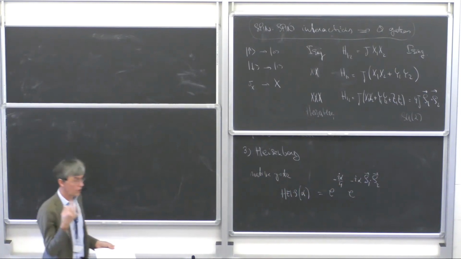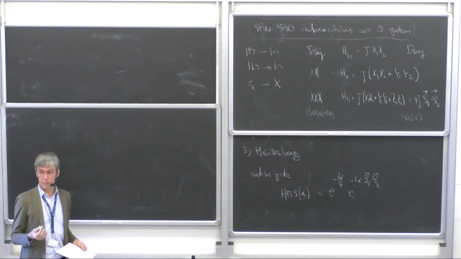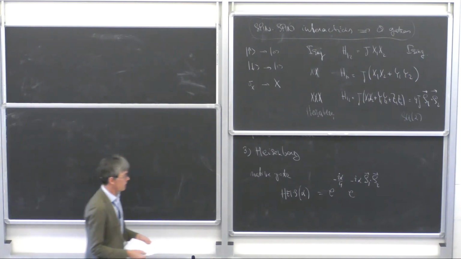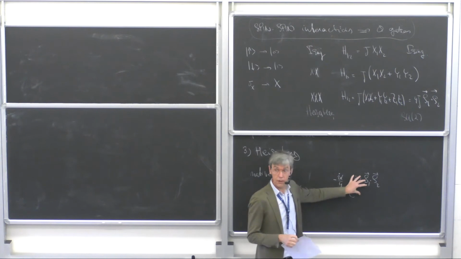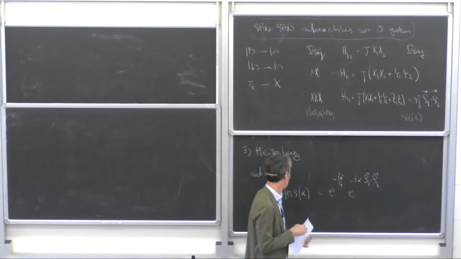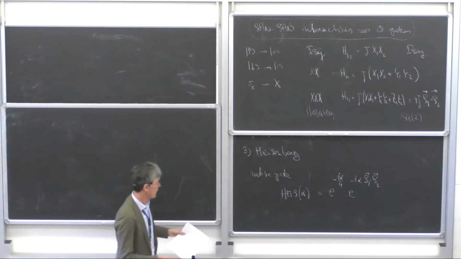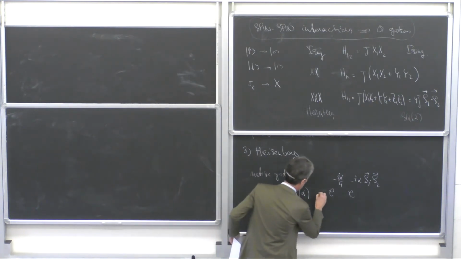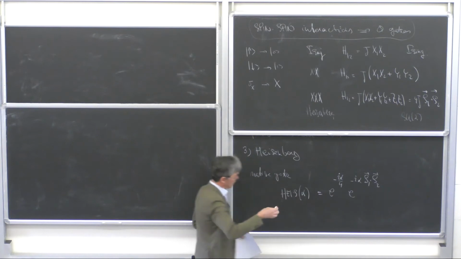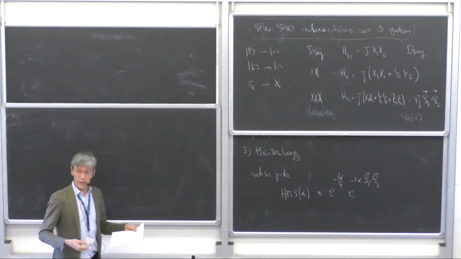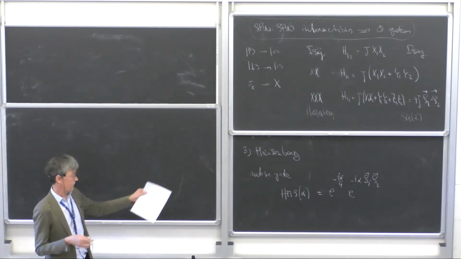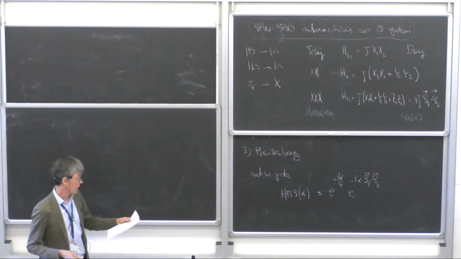So this is what is available in my system, because I can turn on the S.S interaction, have it there for some time, which sets an alpha, and then turn it off, and that gives me this unitary operation. So Heis alpha is a unitary on dimension 4 that I have available. And so the question is, if I have Heis alpha, how do I get my CNOT?